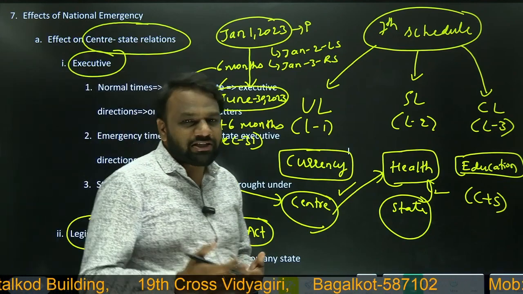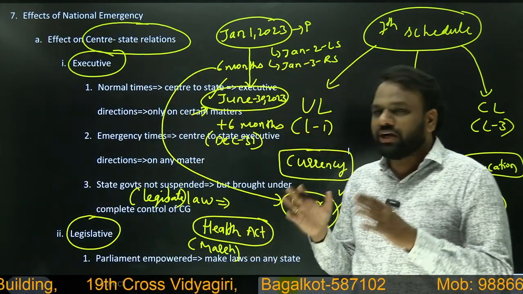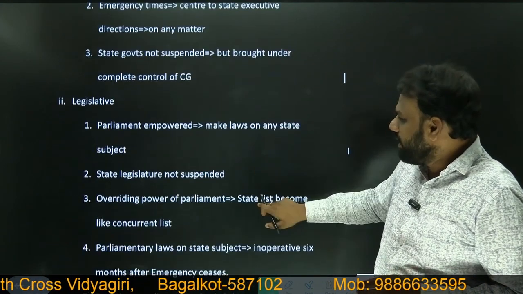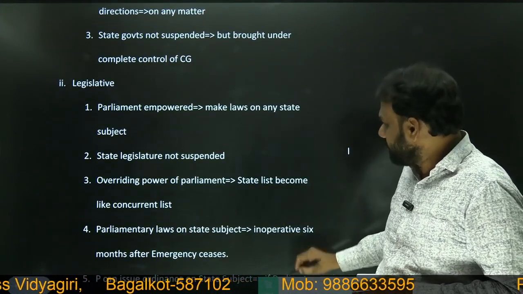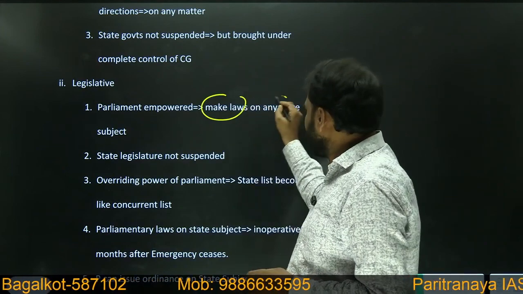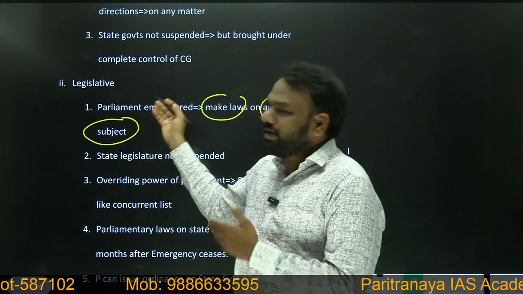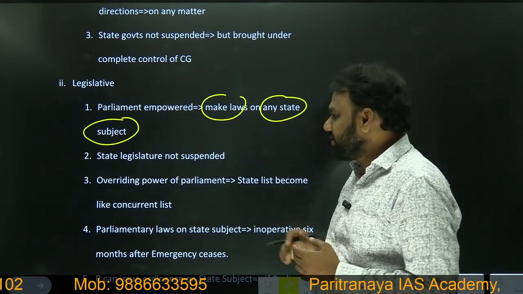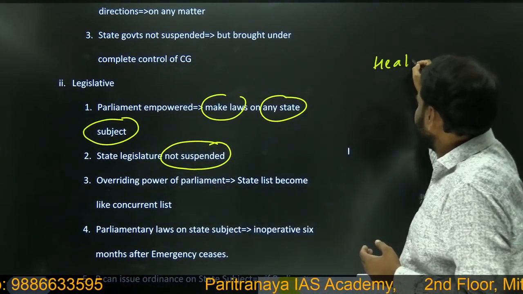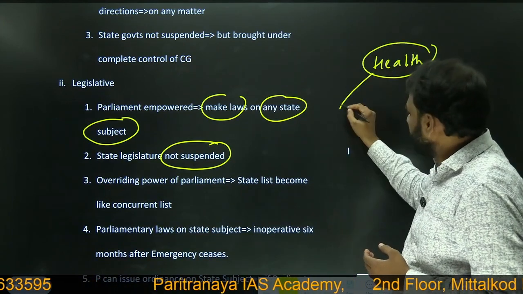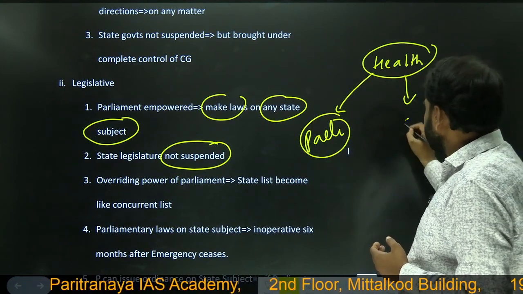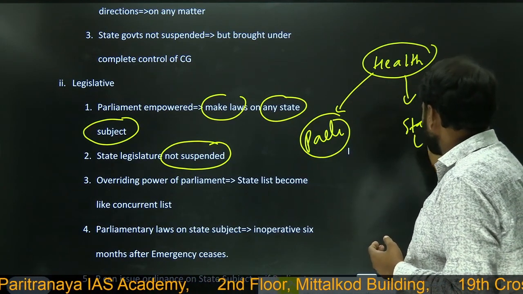So this is a type of legislative relationship between the center and the state during emergency. So Parliament is empowered to make laws on any subject. As we saw, Parliament made a law on the subject of health. Next, state legislature not suspended. It means when health is a state subject, during emergency, when Parliament is making law, state legislature can also make law.